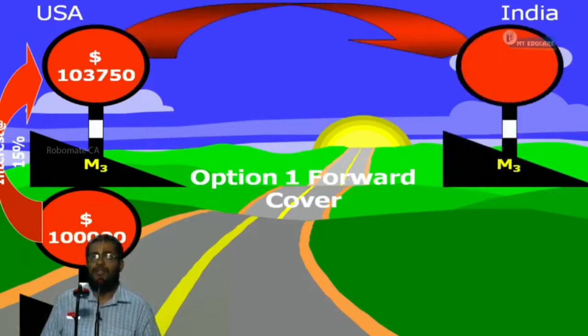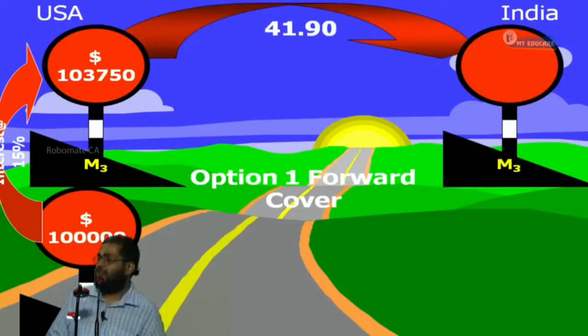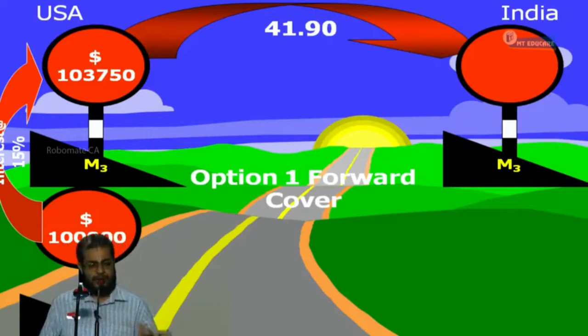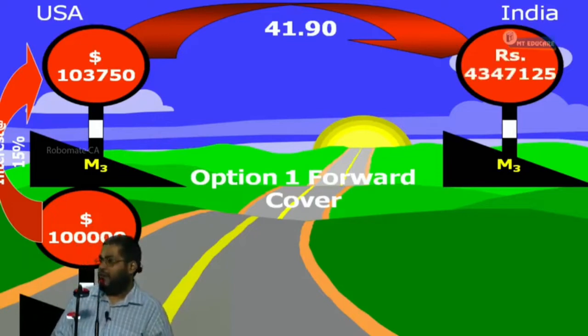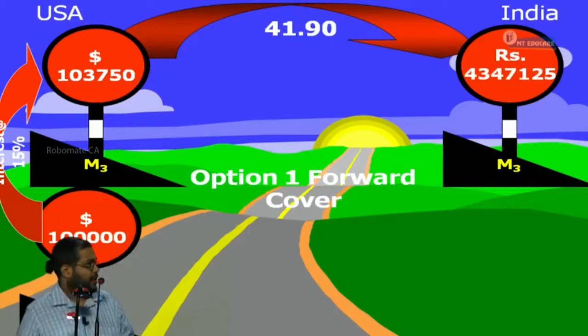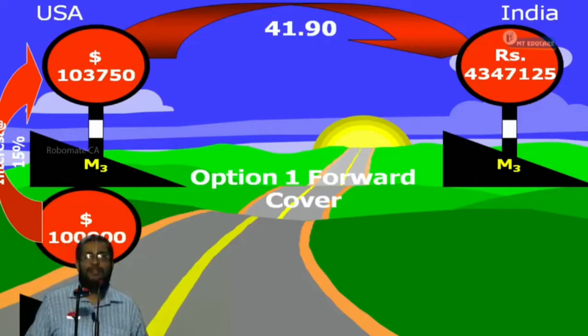What's the forward offer rate? 41.90. So now, just write 41.90. Help me out in calculation: $1,03,750 into 41.90. How much is it going to be? 43,47,125 rupees.